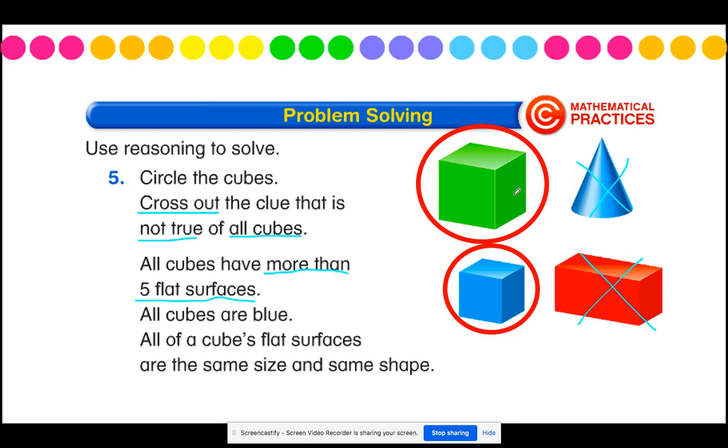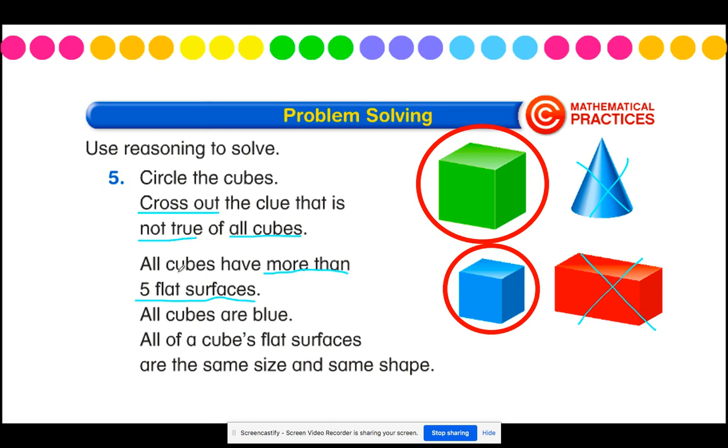I see 1 here, but what's on one side is also on the other, even though I can't see it, so that's 2. I have 1 here, that's 3. In the back, I will also have 4, even though I can't see it. At the top, I have 5. And at the very bottom, even though I can't see it, that will be 6. So a cube has 6 flat surfaces.